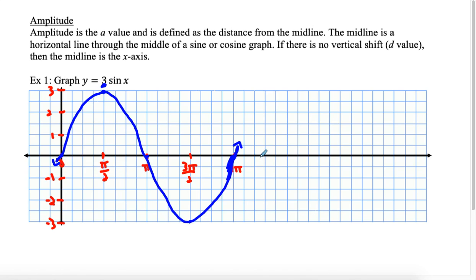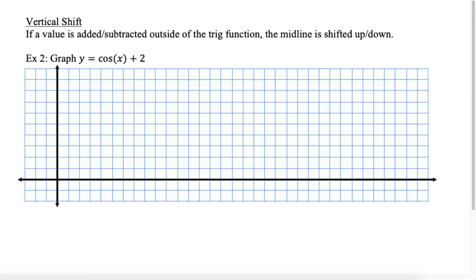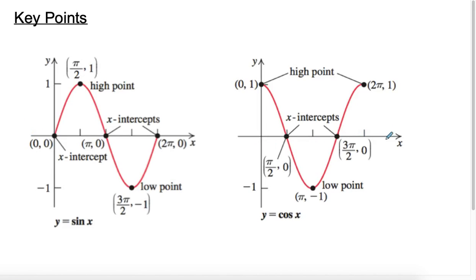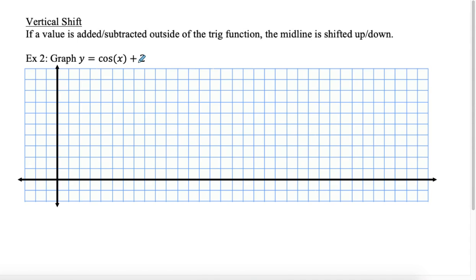Okay? So let's now look at if there is a d value, a vertical shift. So this is when we're adding or subtracting some value outside of the trig function. Okay, we're saying the midline gets shifted. Now, what that means is if I'm looking at these versions of my graphs before any shifts, the midline is the x-axis. I'm going to shift that up now. I'm going to say the midline is now at +2. So I'm going to sketch that in.